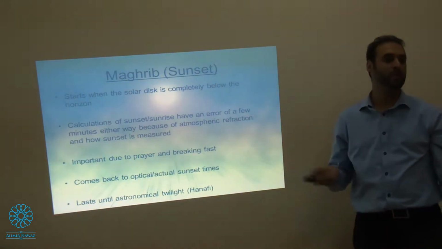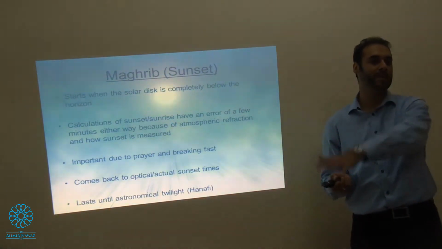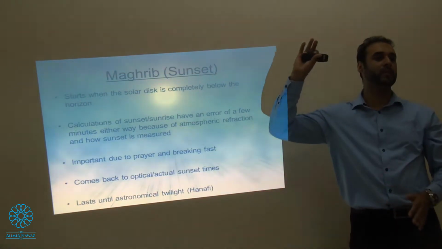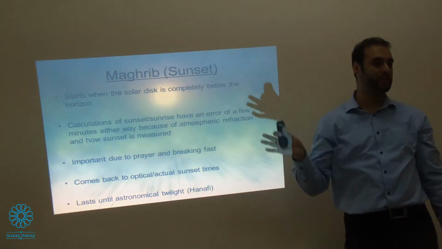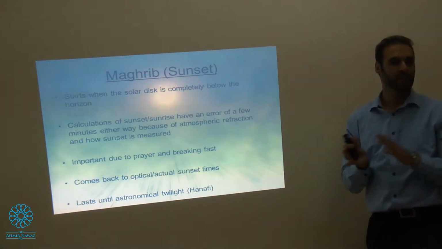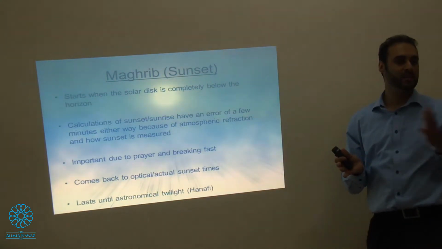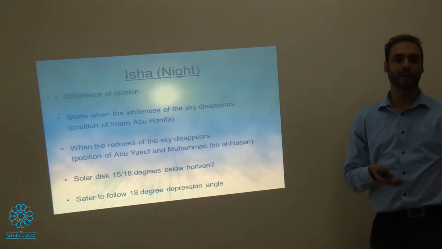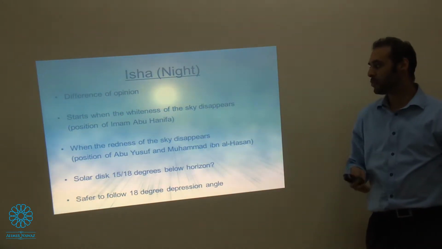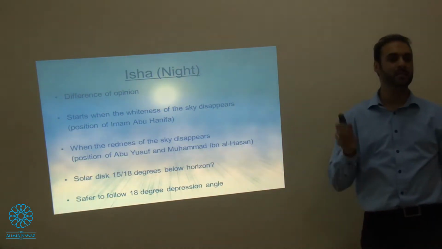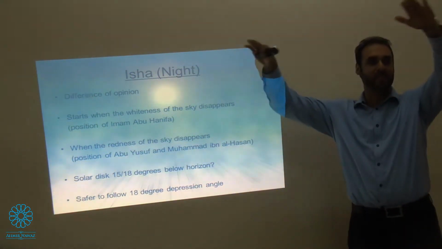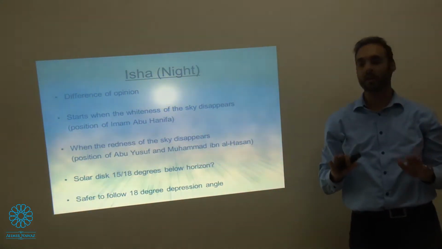So Maghrib lasts until astronomical twilight ends. Maghrib time will last until the time for Isha, which is when astronomical twilight totally disappears and you have complete darkness. Now that varies season to season, latitude to latitude. For Isha time, again there's a difference of opinion. It starts when the whiteness of the sky disappears. This is the opinion of Imam Abu Hanifa. So the whiteness is the last light to disappear, when the sun is 18 degrees below the horizon.